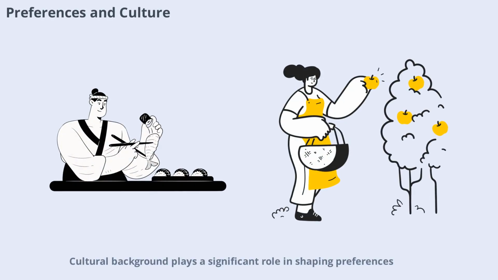Cultural background plays a significant role in shaping preferences. What brings utility to one person may not have the same effect on someone from a different culture. For example, food preferences vary widely across countries, reflecting differences in taste, tradition, and availability. Recognizing the diversity of preferences is crucial for understanding global markets.